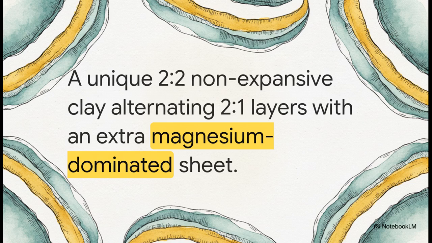We also have to mention a unique outlier, chlorite. This one is a 2,2 or 2,1,1 non-expansive clay mineral. It's basically an iron-magnesium silicate. What makes it so special is that it alternates the standard 2,1 layers with an extra magnesium-dominated trioctahedral sheet. This extra sheet gives it a size and a negative charge that's actually quite similar to illite.